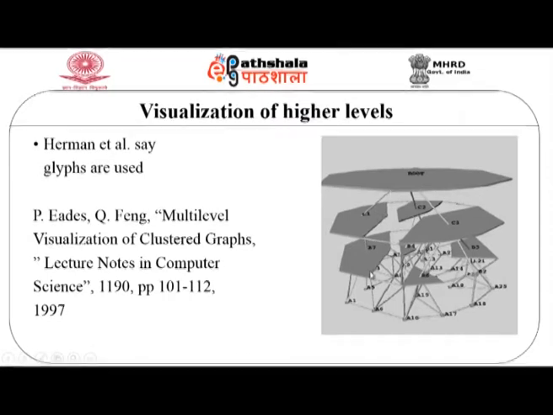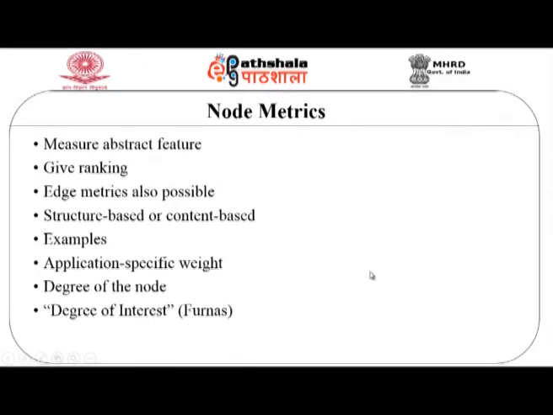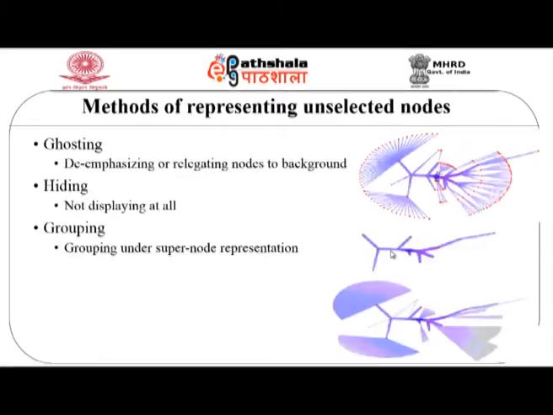Here the glyphs are being used. If you look at the node metrics, using the node it is possible for us to give ranking to the nodes and measure certain abstract features. Edge metrics can also be used. They are structure based or content based. You can talk about the degree of the node as such, how many in-links and out-links from that particular node can be counted.